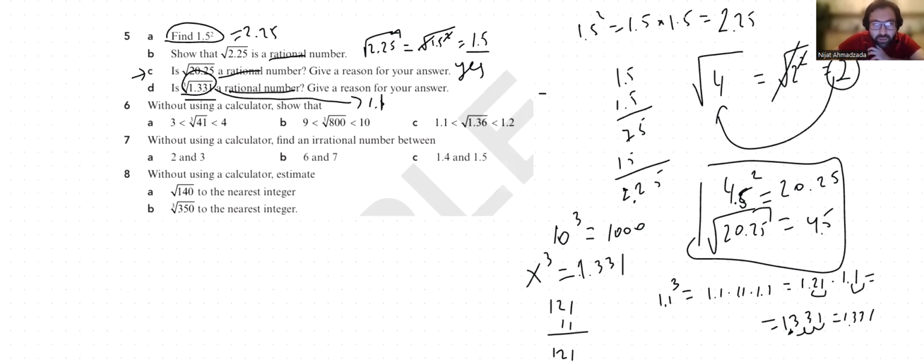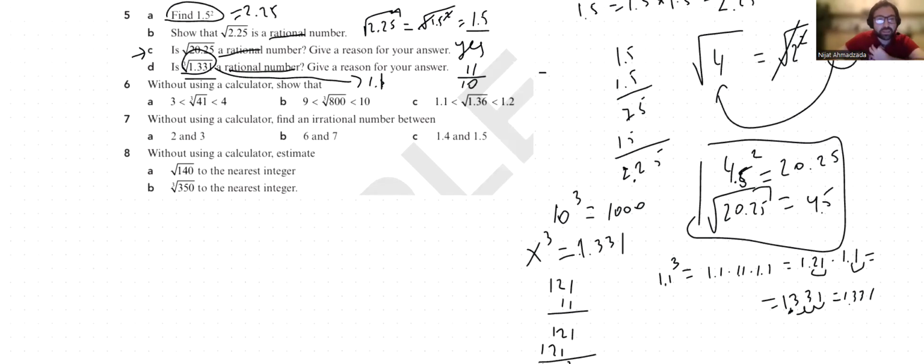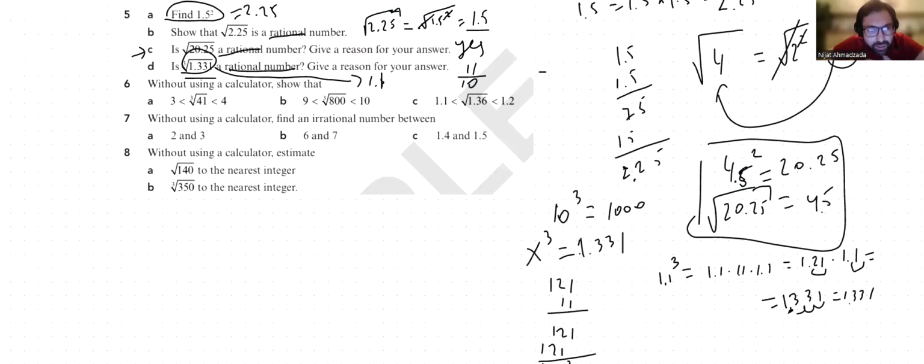How can I show it as a ratio? 11 over 10, sorry. Okay, anyways, question 6. Without using a calculator, show that this works. We'll show only part A, okay? Then you can use the idea and get the other parts. So part A: 3 has to be smaller than the cube root of 41, and that has to be smaller than 4. Once you see inequalities like this, this is 6A.